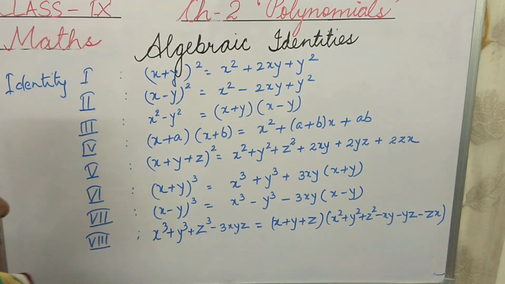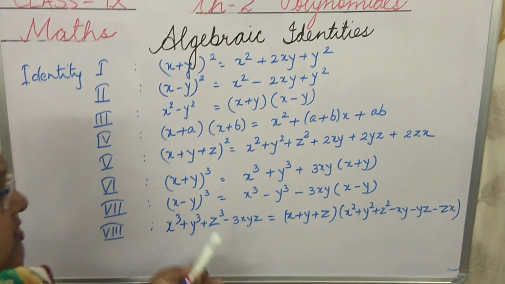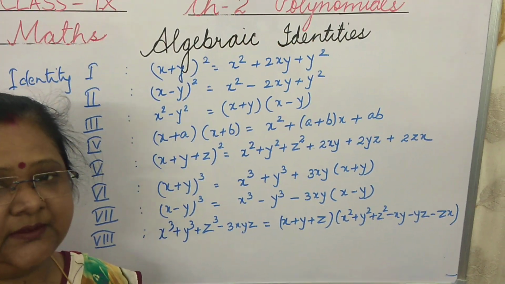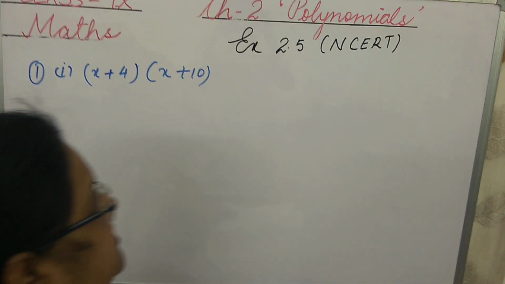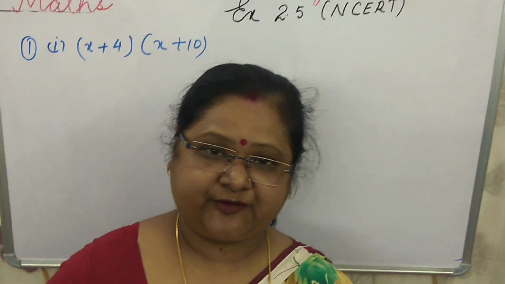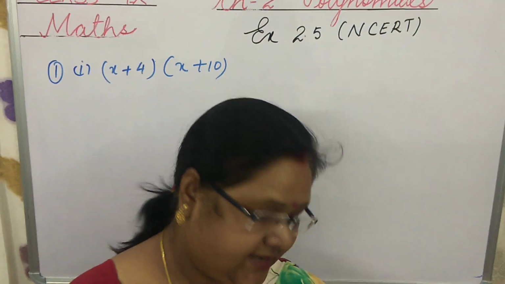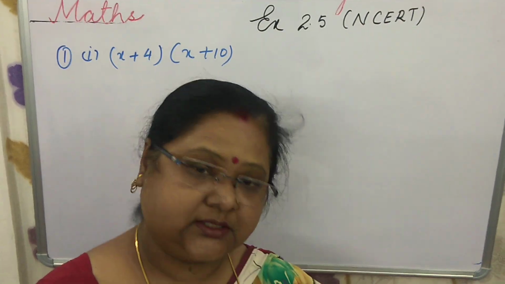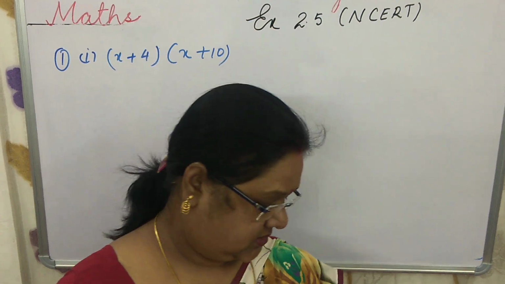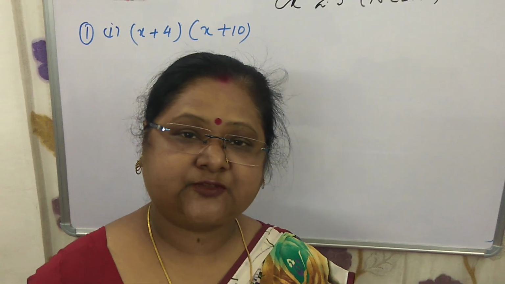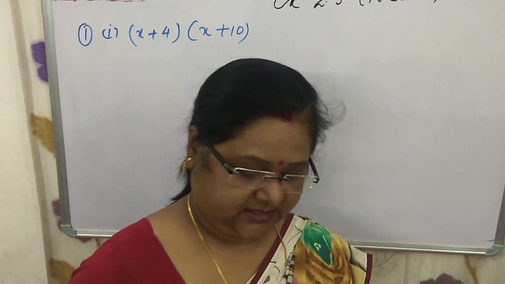So in this class we will be learning to use these identities to solve various types of questions. Now let us solve exercise 2.5. The first question is, use suitable identities to find the following products. The first part of the first question is (x + 4)(x + 10).